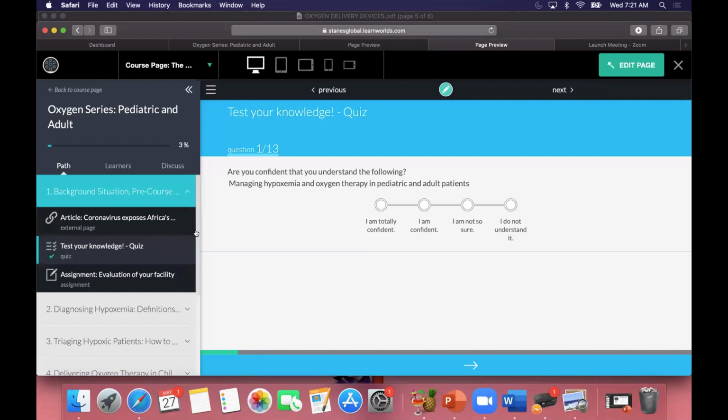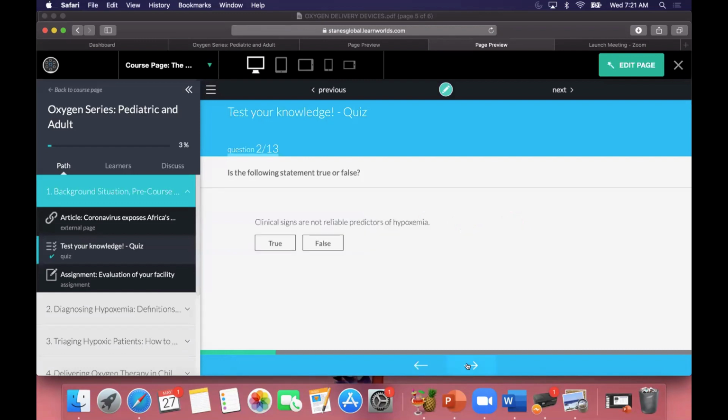So how confident are you in managing hypoxemia and oxygen therapy in pediatric and adult patients? Are you totally confident? Are you confident? Are you not so sure? I do not understand it at all. This is for you to fill out for yourself. I'm going to say that I'm fairly confident, and I'm going to go to the next question.